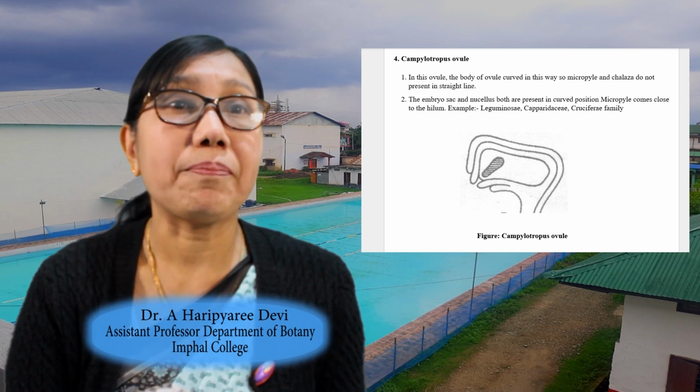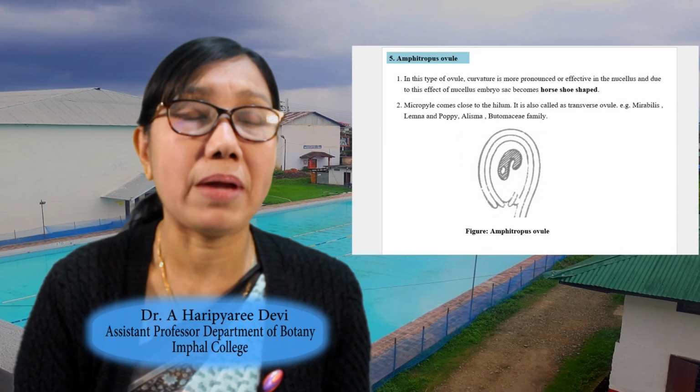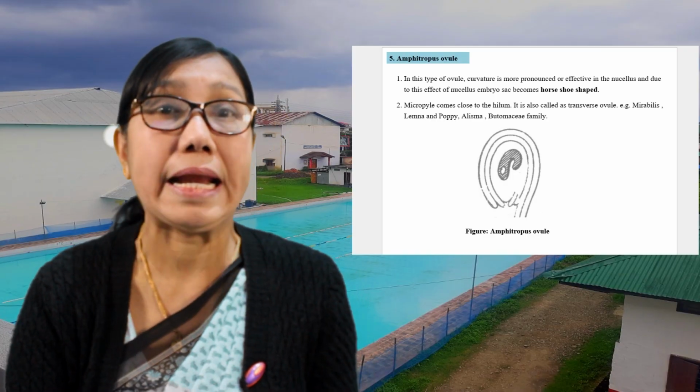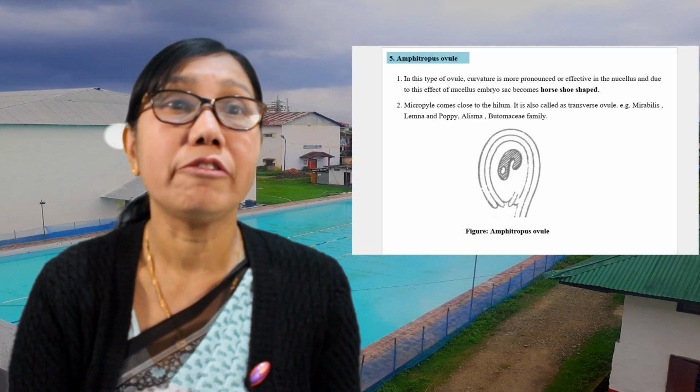The fifth one is the amphitropous ovule. How, in the amphitropous ovule, is this micropyle arranged with the nucellus and funicle?